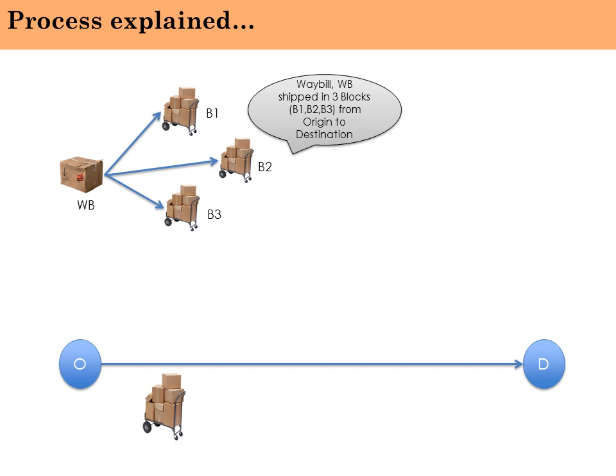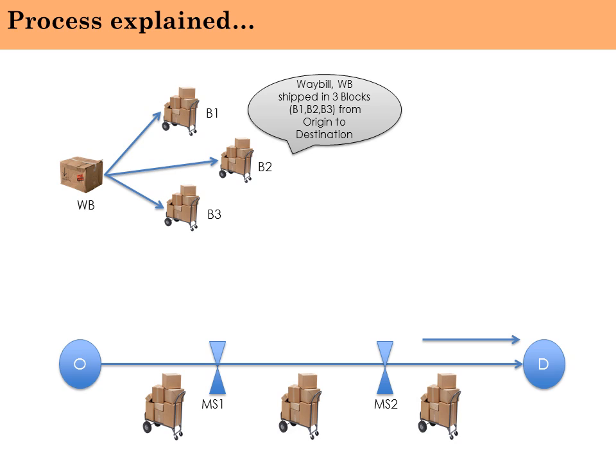As there are three blocks in the entire trip, logically there exist two intermediate stations between origin yard O and destination D. Block B1 travels from origin O to intermediate station MS1. Block B2 travels from station MS1 to another station MS2, and finally block B3 travels from intermediate station MS2 to final destination D.